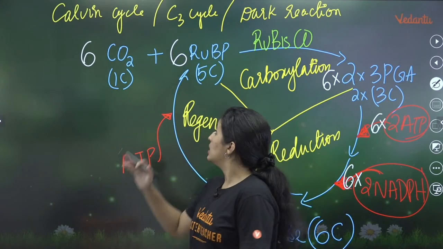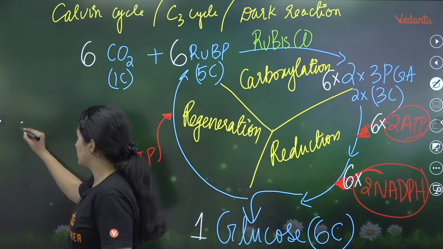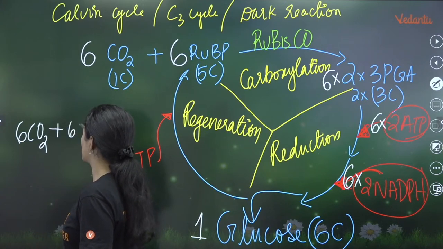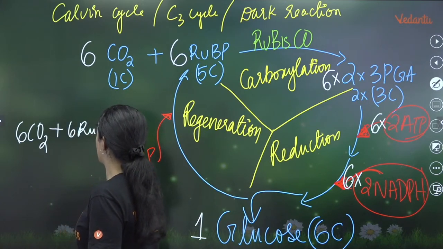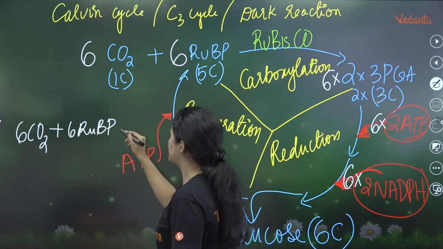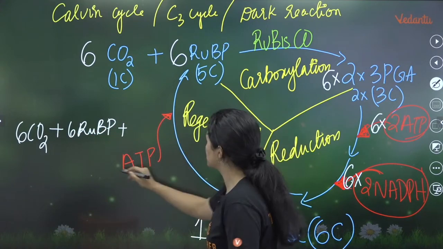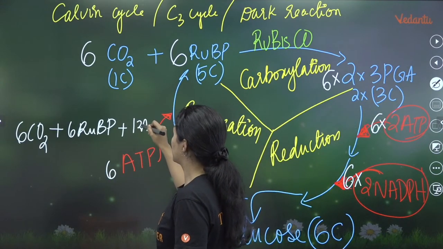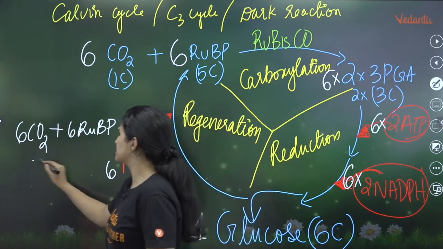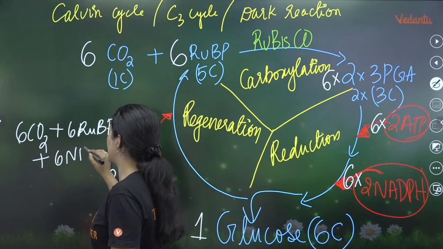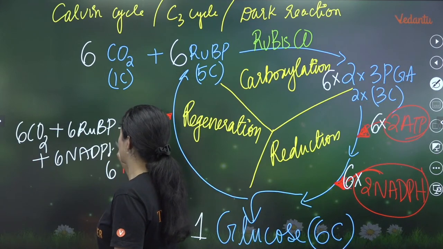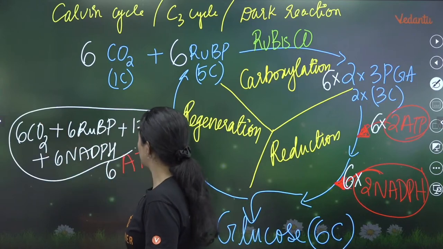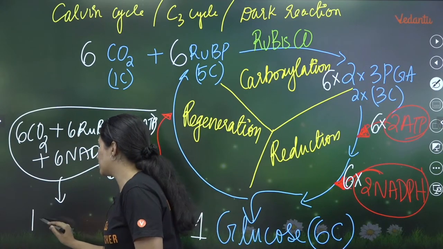So if you look at the reaction, 6 carbon dioxide plus 6 RuBP, along with 6 plus 6, 12 ATP, plus 6 NADPH. All of this is required together to make 1 molecule of glucose.